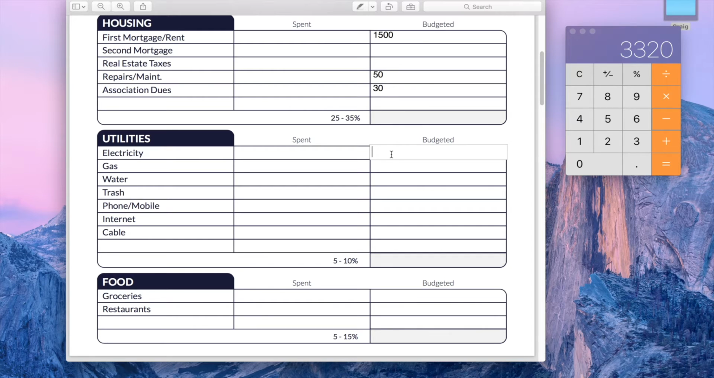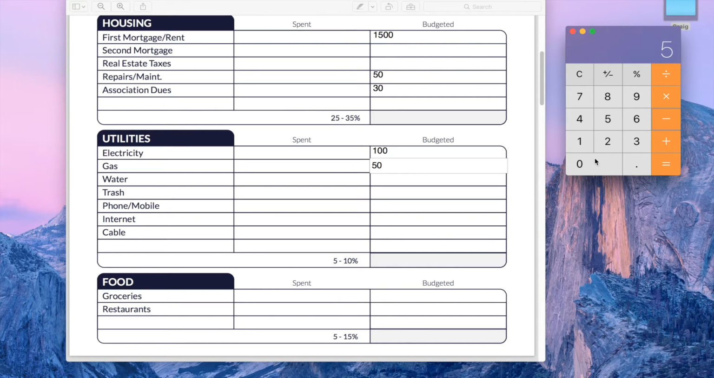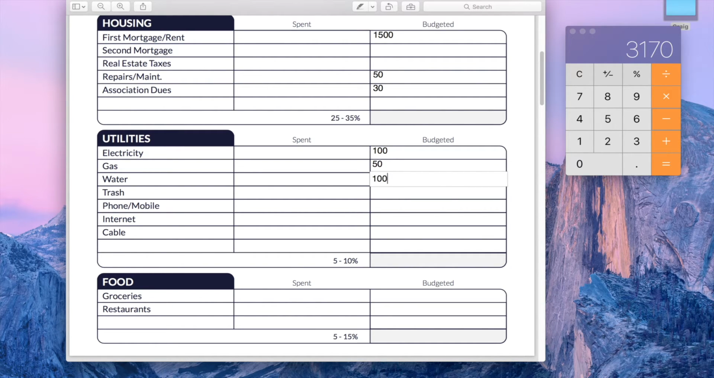Predict what you think it's going to be. We usually have a general idea of how much electricity we use. You can look at bills from this time last year. Use what you know to predict. So I'm just going to put in $100 for electricity. I know everybody's different on that one. Let's say for gas it's $50, and then for water we'll say $100.